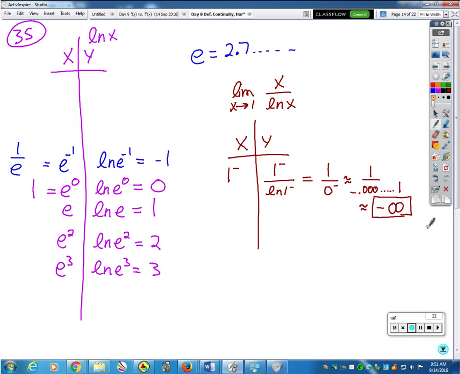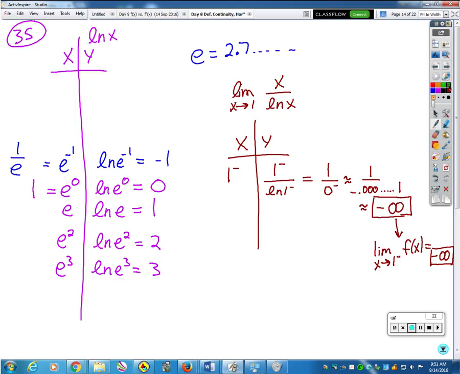Questions? Write that down, I suppose. This is telling us the limit as x approaches 1 on the negative side, the value of that limit is negative infinity.